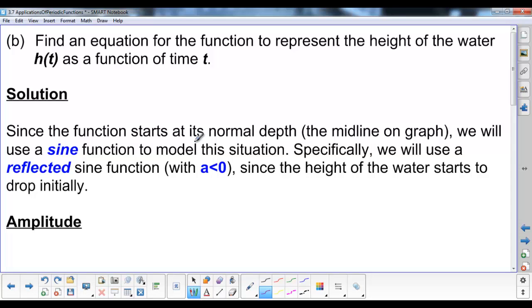And now again, we talked about this a few times. It starts at the normal depth. We're going to use a sine function. Now remember, a regular sine function with a positive a value will start at the midline and then rise. This one we're going to use a reflected sine, because we started at the midline and then went down to the minimum. So that tells us that our a value is going to be negative. We already know what the amplitude was. It gave it to us on the other page. So our amplitude was 10. In our function, we are going to use negative 10.